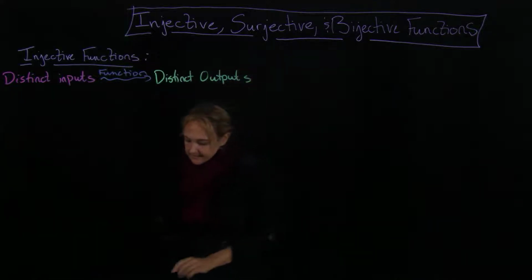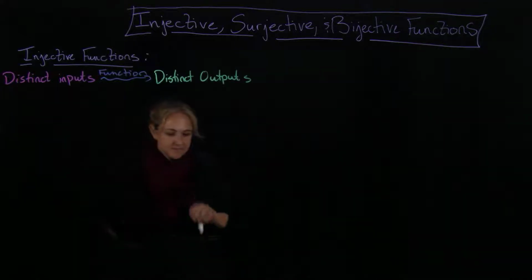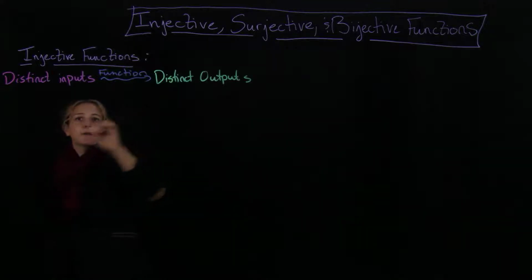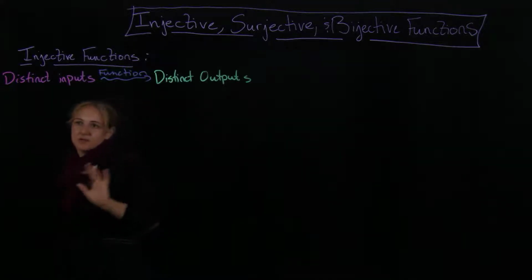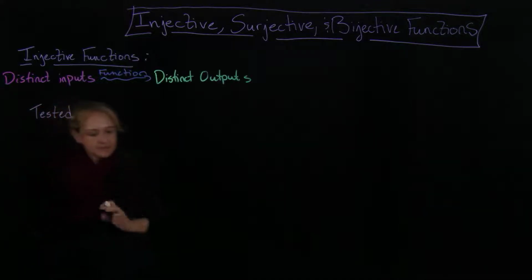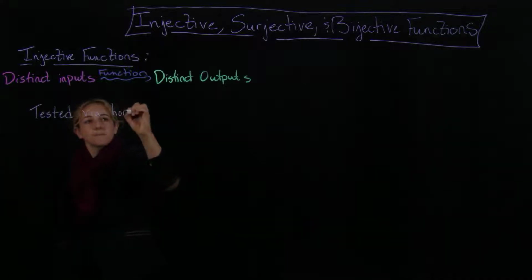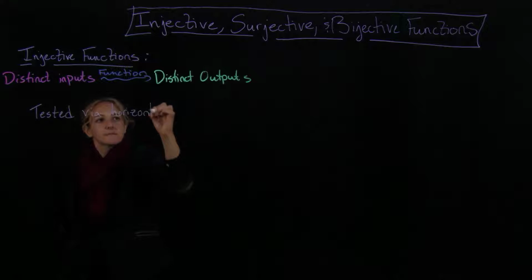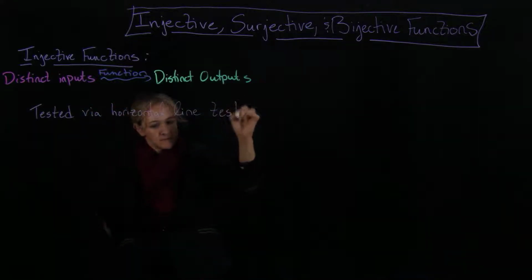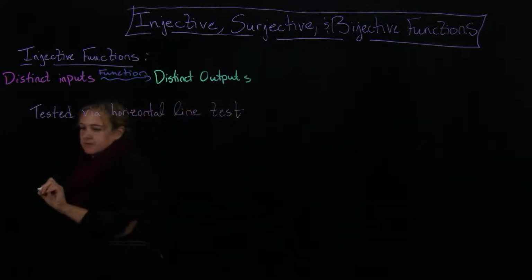So what is an example of not injective, which is in some sense easier to notice? It's easiest to see that a function is not injective via the horizontal line test. Okay, and that should make sense, so let me show you what's going on here.